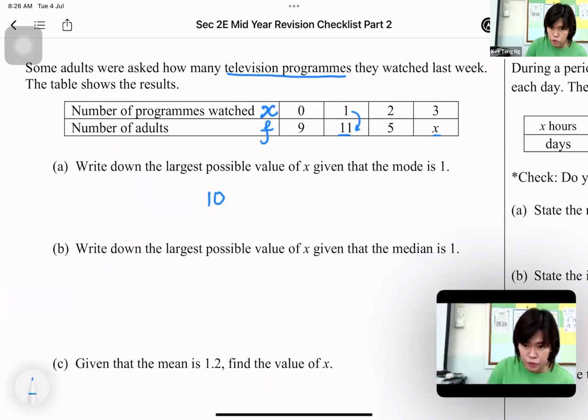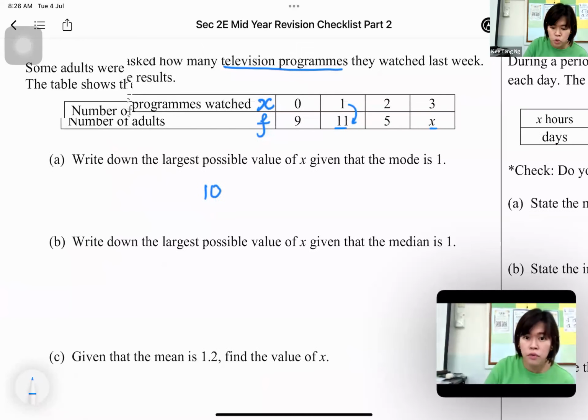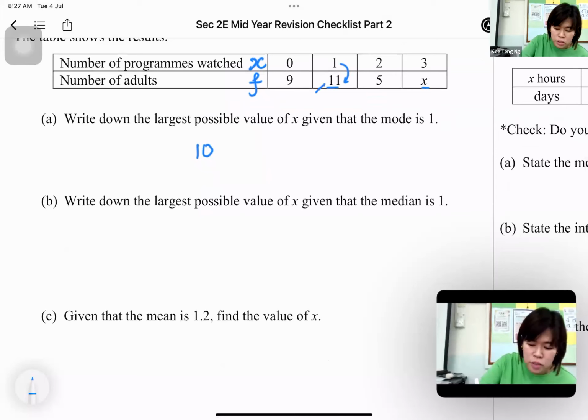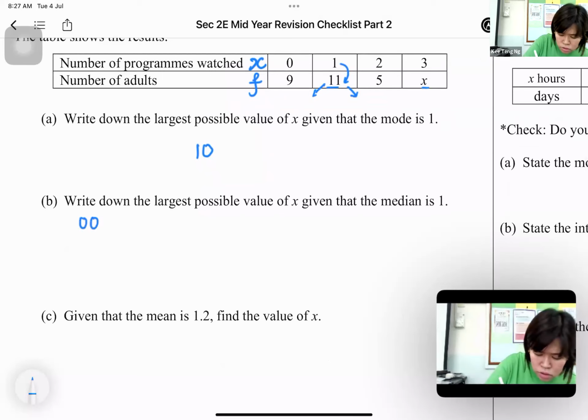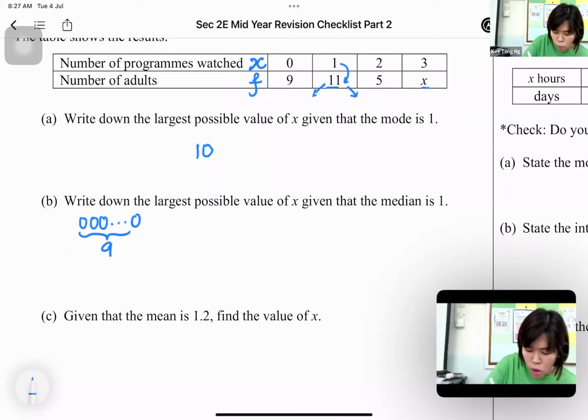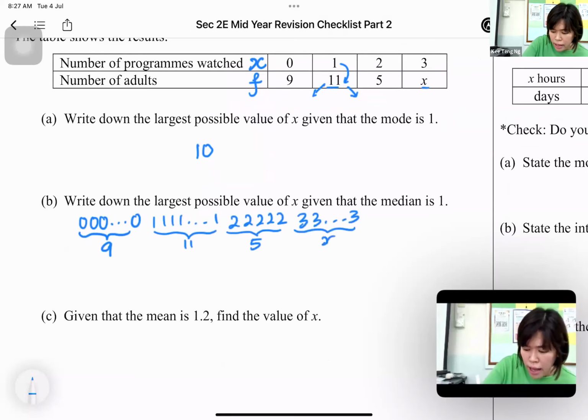Now, there are a few different situations. Even though the median is 1, either I choose the first person or I choose the last person. So how am I going to choose? I have 0, 0, 0, 9 of them here. 1, 1, 1, 1, 11 of them here. 2, 2, 2, 2, 2, 5 of them here. Then 3, 3, 3, I don't know how many 3s, x of them here.